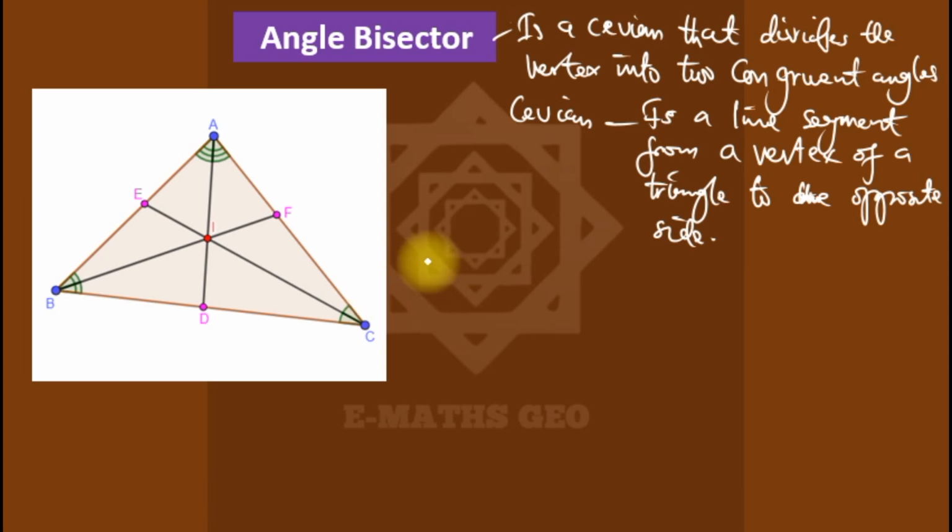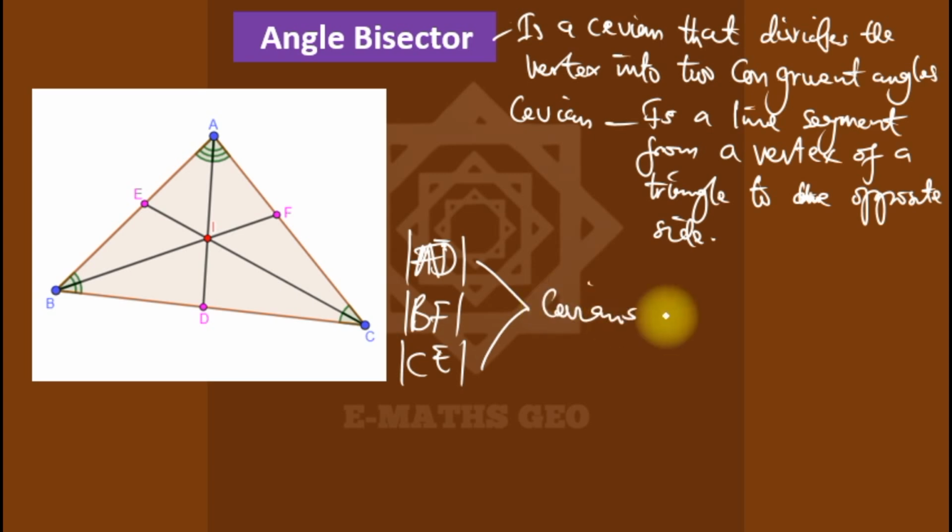Okay, let's just write for writing's sake: AD, BF, CE are all Cevians, and since they bisect their vertex angle, they are now angle bisectors. So we still have other Cevians, like the median. So let's prove that. To prove it, we need two diagrams.